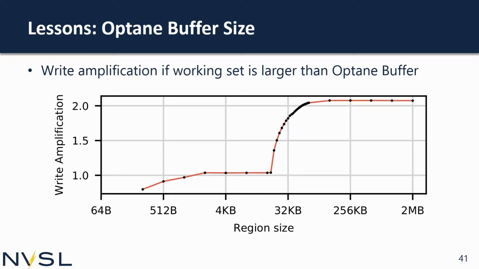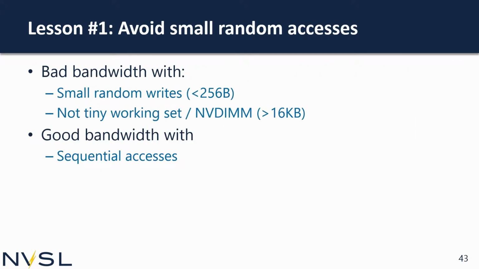Look for validation here. So long as your writes stay within 16K, that means they're approximately sequential. You're using the cache effectively, and you're going to see this merging effect up to 256 bytes. And if you don't, you're going to see write amplification. Okay, so avoid small random accesses. You're going to get bad bandwidth if you have random writes that are smaller than 256 bytes. But if your accesses are smaller than 256 bytes, you can still get decent performance if your working set size is smaller than 16K. Okay, so that's the answer. And you get good bandwidth with sequential accesses.